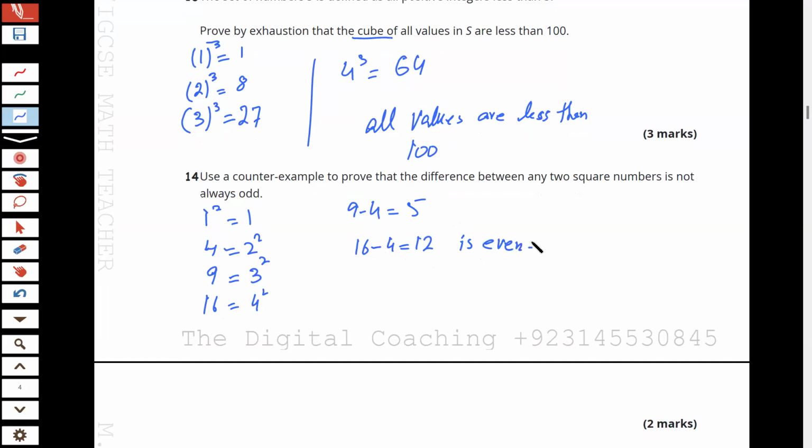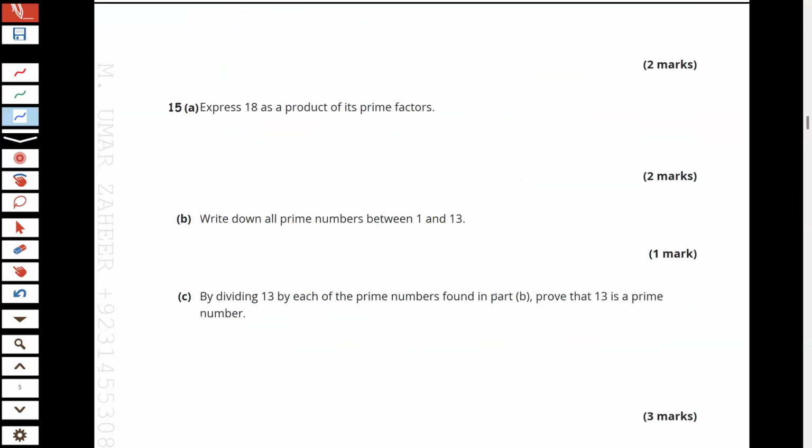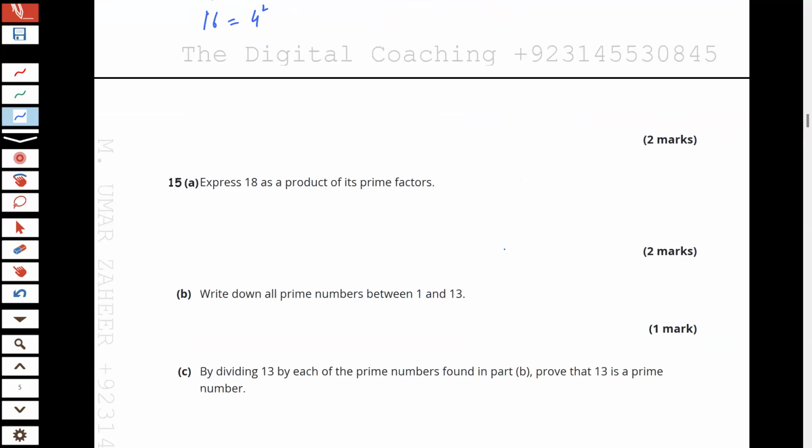Yes, everyone, is it clear? Yes, sir. Next, he says express 18 as a product of its prime factors. It's very simple. It is 18, 2 times 9, and 9 is 3 times 3. So 2 times 3 square.